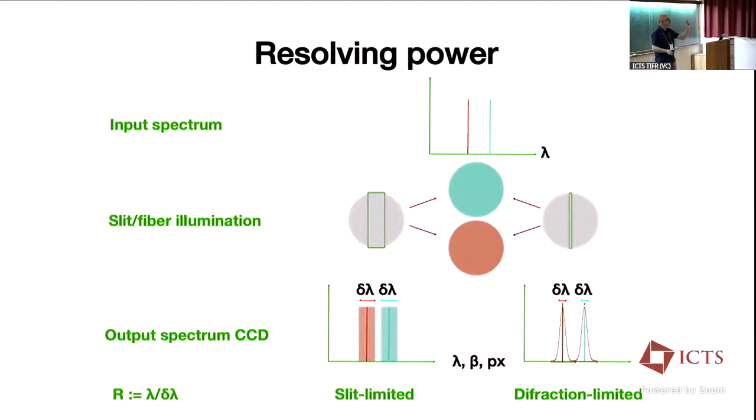If your slit is very, very narrow, your image will be more narrow, but not infinitely narrow. You know why? Diffraction inside the spectrograph. So here we are limited by diffraction, and here we are limited by the slit. Exactly. So let's see.